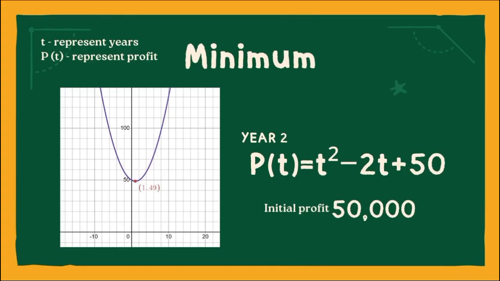So here's a graph of his business cash flow in year 2. His profit decreased during the first year, reaching a minimum of 49,000 at year 1. The profit function used is P(t) = t² − 2t + 50, where t represents the number of years and P(t) represents the profit.